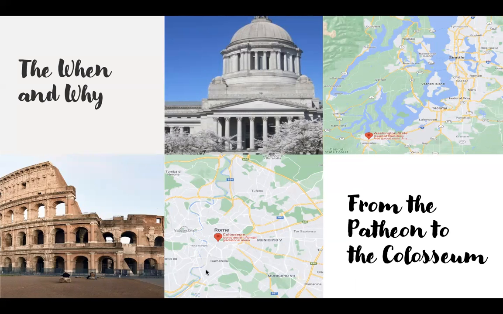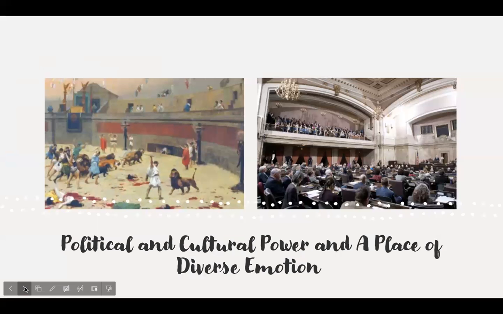We do have little maps. So right here, we can see that the Colosseum is very close to the middle of Rome. And then the Washington State Capitol is down here. Seattle is the city that most people know, so it's relatively close. So these are similar in the why because of political culture and power, and it's a place of diverse emotion.